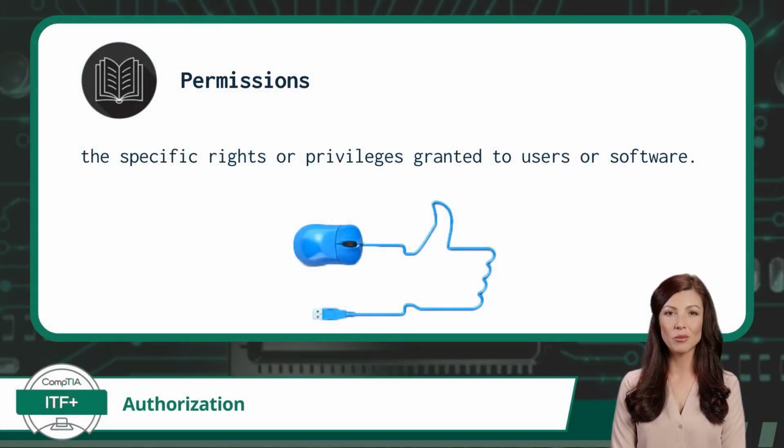Now, let's talk about permissions. Permissions are the specific rights or privileges granted to users or software. Think of them as the detailed rules that dictate what can and cannot be done. For instance, in a computer system, a user might have permission to read a file but not to modify it. Or for a database, the user may be granted permission to use the select command, but denied access to the insert, update, and delete commands.